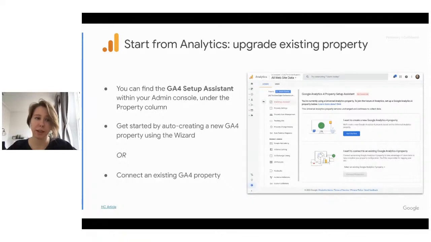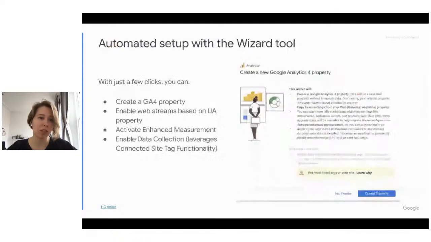So if you start with Analytics, you can always see something called GA4 Setup Assistant under your admin console, under the property column. And that would basically allow you to do two actions. First, you can create a new GA4 property using the wizard, or you can connect an existing GA4 property. And let's go to the next slide and see what the wizard can do. The wizard will allow you to, first of all, create a GA4 property in an automated way and enable web streams based on your Universal Analytics property.